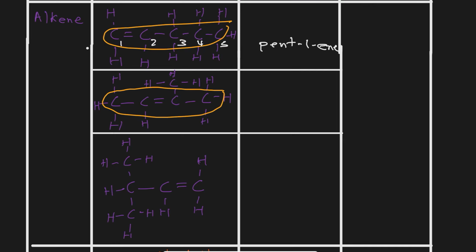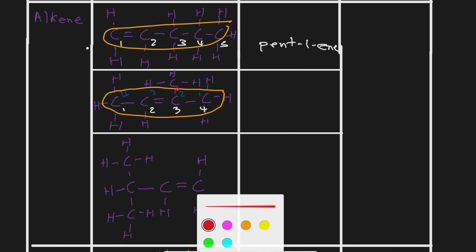Now we're going to label our longest chain whereby our functional group is closest. If we move from left to right, we have 1, 2, 3, and 4. And if we move from right to left, we have 1, 2, 3, and 4. So we can see that no matter whatever direction we come from, this functional group is always going to be found from the second carbon. So it doesn't matter which direction we take.